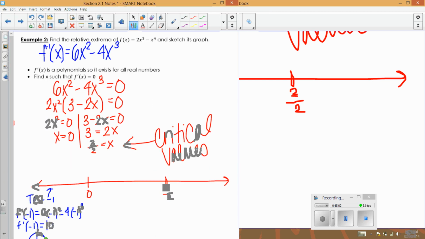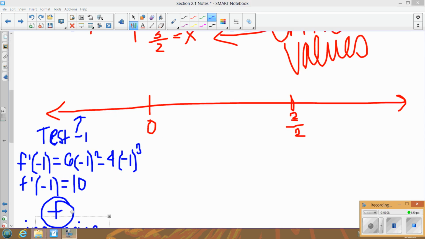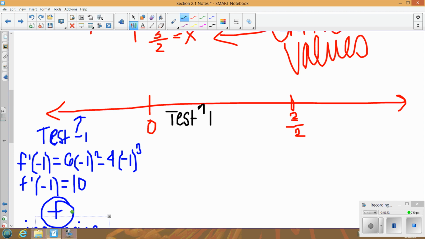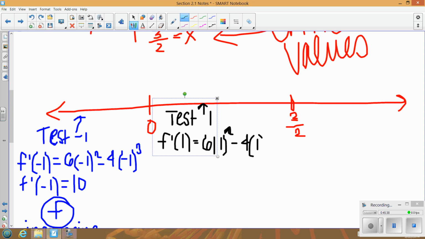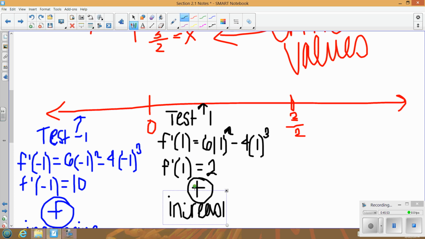Then we go to the next section. So then we test a value between 0 and 3/2. So testing 1 would be convenient. So let's test the point 1. So again, plugging into the derivative. So 6 times 1 squared minus 4 times 1 to the third. The derivative comes out to be 2. So it's a positive number, which tells me my function is increasing in the interval between 0 and 3/2.